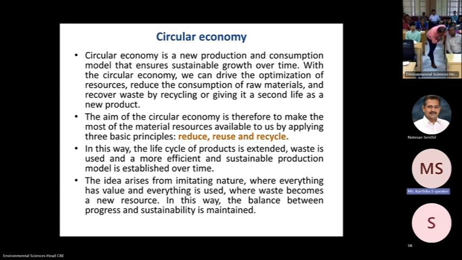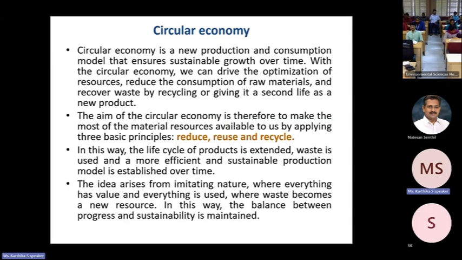This concept we have to develop as researchers. Don't omit it. You have to develop this concept. In this way, the balance between progress and sustainability is maintained. It should be maintained within a particular ratio.